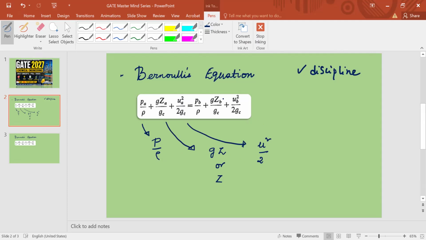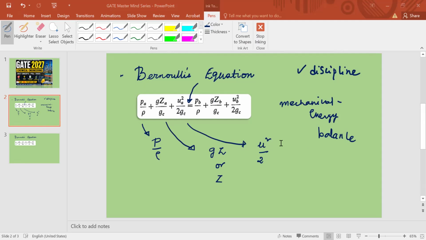See, there is an equal to sign in between. That means this is a conservation equation. So what is it known as? This is a conservation equation. Ultimately, what do we say? Bernoulli equation is a special form of mechanical energy balance. So what is this known as? This is known as the mechanical energy balance equation.